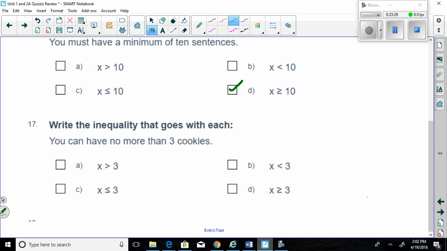You can have no more than 3 cookies. C, because I can have less than or equal to 3 cookies. It's not D, because that would mean I have to have less than it. If I can have no more than 3 cookies, it means I still can have 3 cookies. I just can't have any more than that. So if it was I can have less than 4 friends over, it'd be x is less than 4. People don't usually say that, so you're not going to see it a lot.